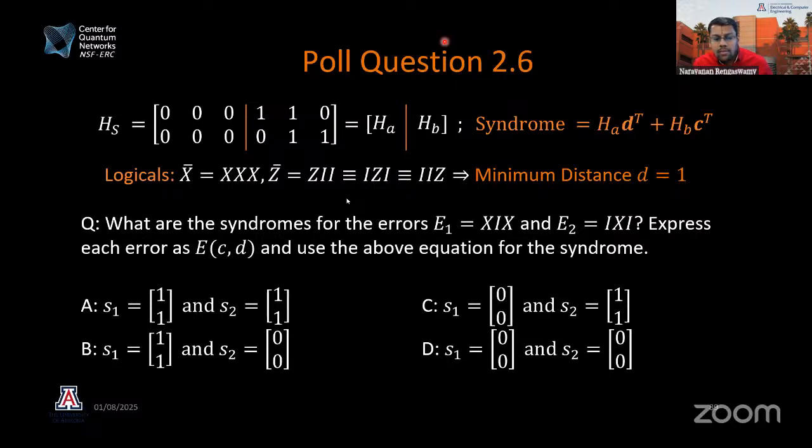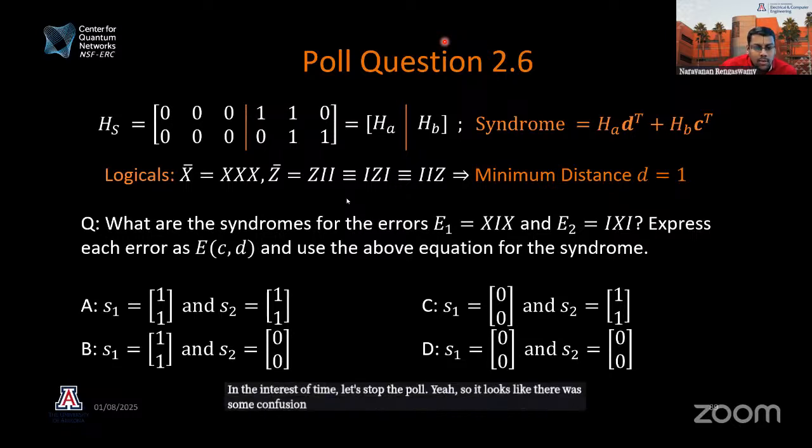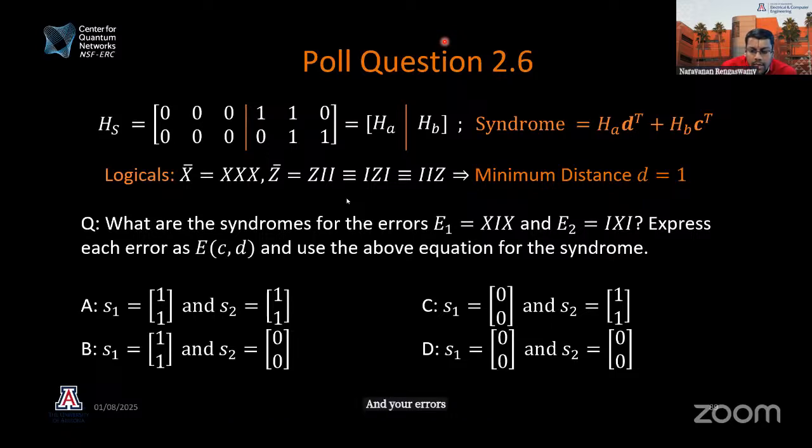Okay, in the interest of time, let's stop the poll. Yeah, so looks like there was some confusion. So the stabilizers in this case are ZZI and IZZ, and your errors are XIX and IXI.